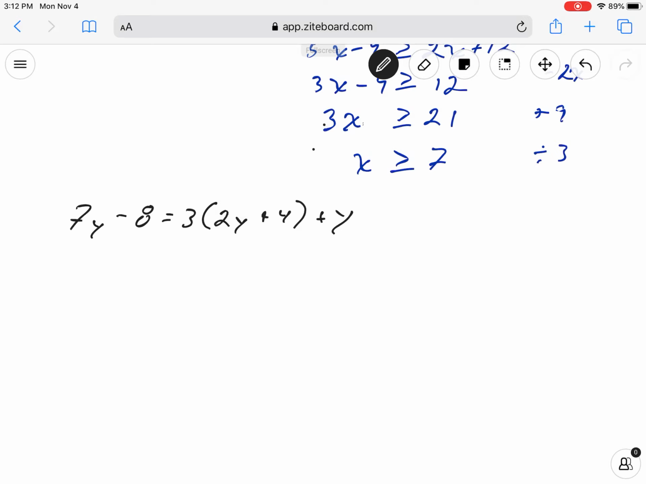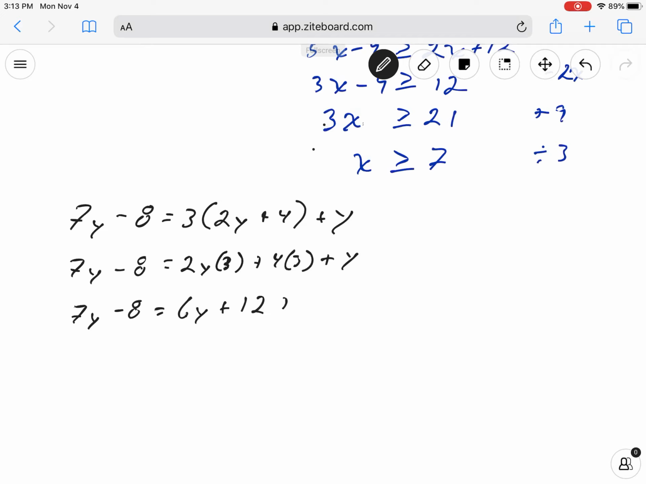So again, same thing. We want to do the distribution first. So we're going to do 3 times 2y. And then I have 4 times 3. And that still is plus y. So we have 7y minus 8 is equal, well, 3 times 2 is 6, so I have 6y. 4 times 3 is 12 plus y. And then we'll just combine like terms. So that's 7y plus 12.